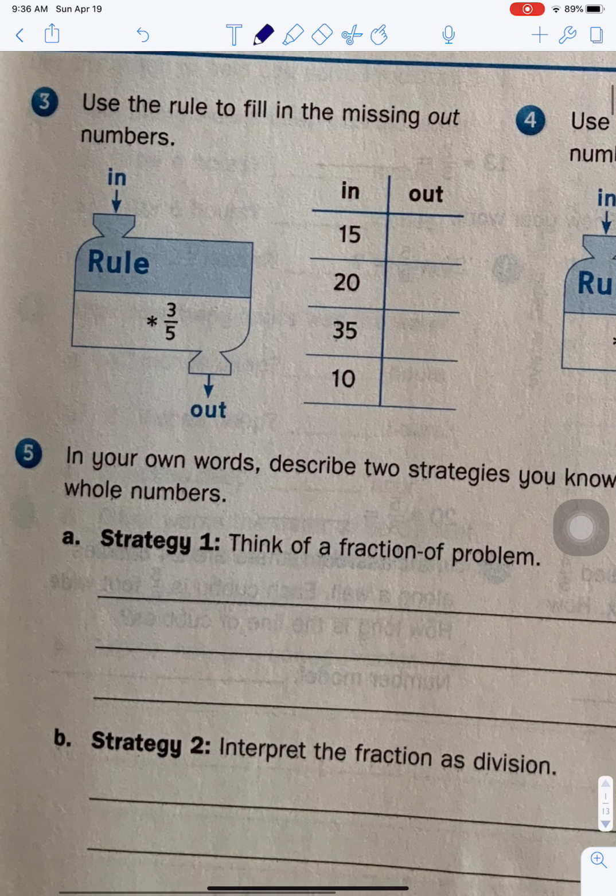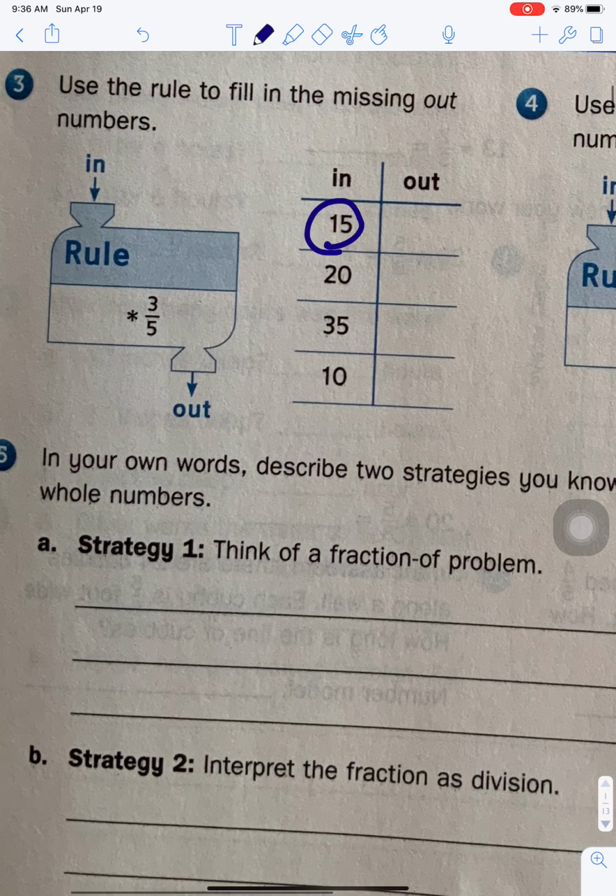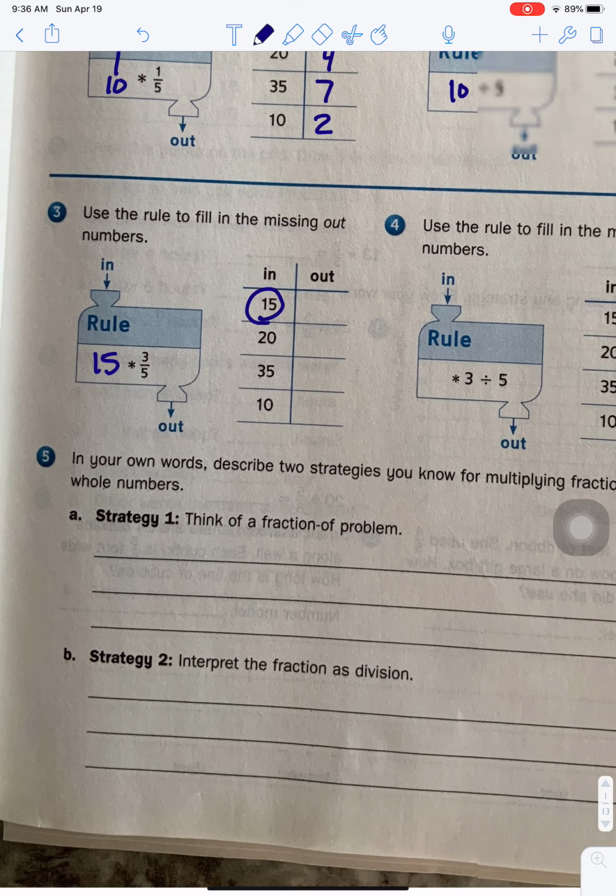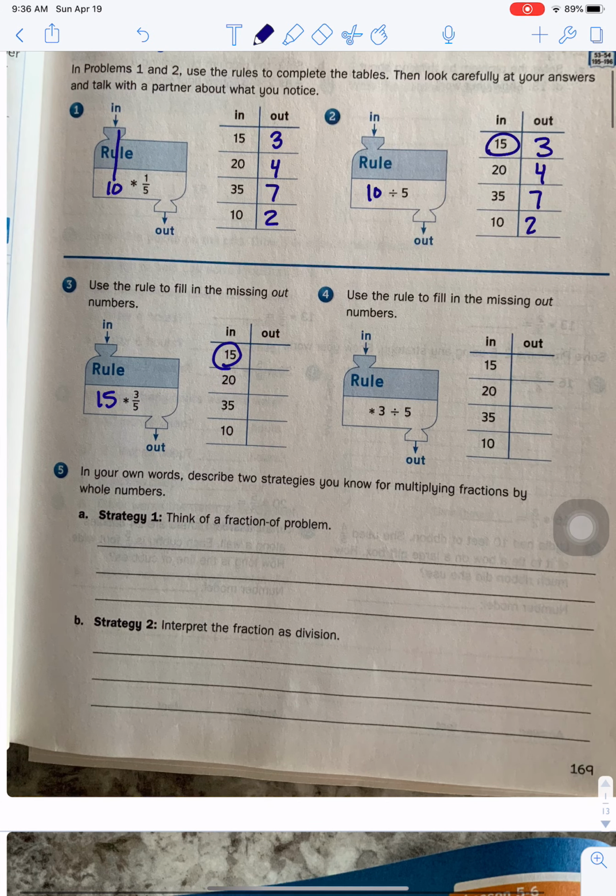Number 3, use a rule to fill in the missing out number. So we're going to be putting in this number again. So in goes 15 times 3/5. Now to help us solve this problem, we're going to go back to number 1. So number 1 was times 1/5, and now it's times 3/5.